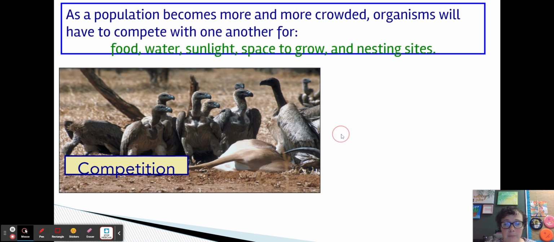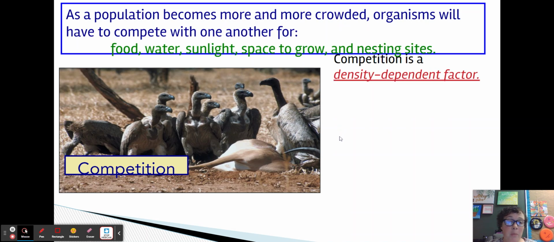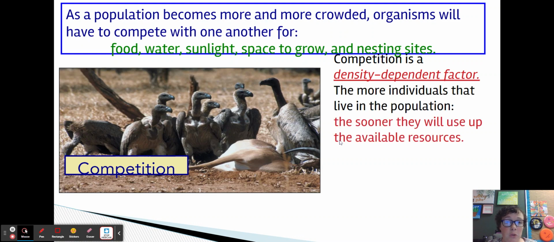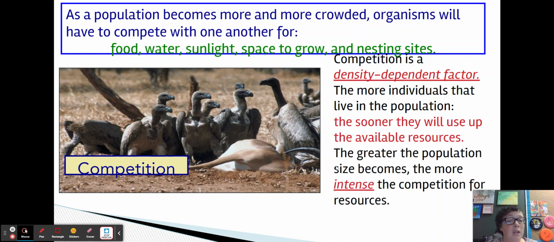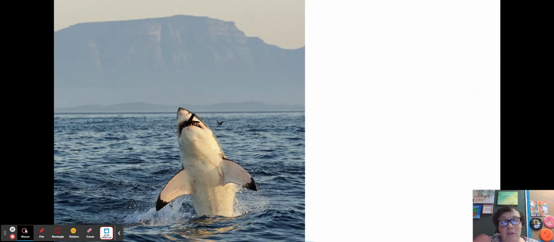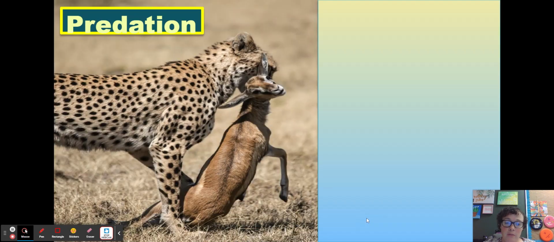Let's talk about competition. So competition is within a population or within a community. We have the competition for resources. Now, competition increases the more individuals that you have. So the bigger the flock of birds, the larger the herd of buffalo or wildebeest, the more competition there is for those resources. We call that density dependent because the amount of competition is dependent on how many animals there are in the area.